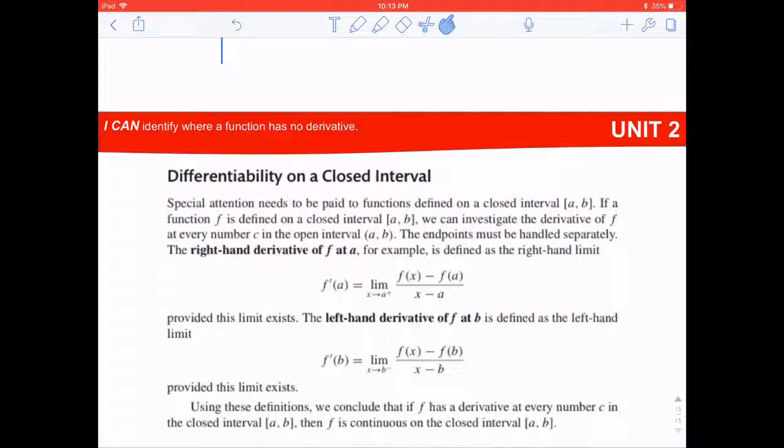We have one more thing I wanted to mention here before we finish up. So this is differentiability on a closed interval. If we were trying to check if a function is defined on the closed interval from a to b, then we can easily investigate the derivative at every number c in the open interval. That's what we've been doing this whole entire time, figuring out what the derivative is for any value of c. However, we have to handle these endpoints a little bit differently.